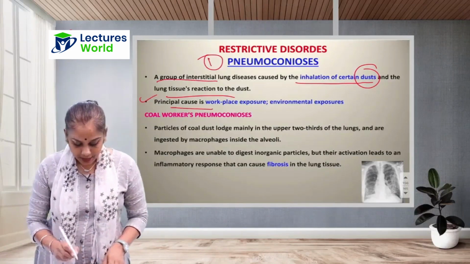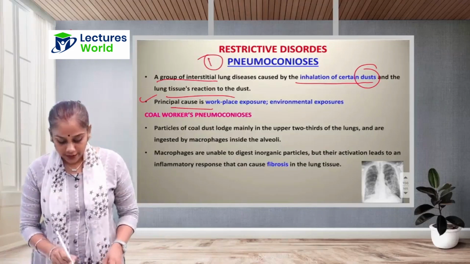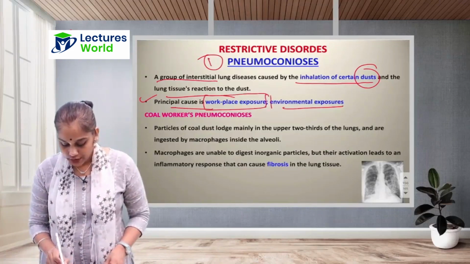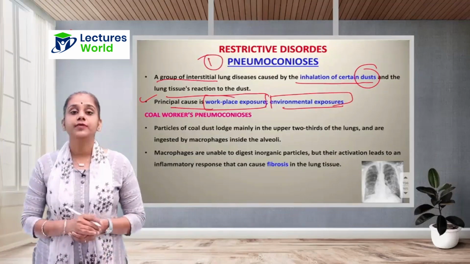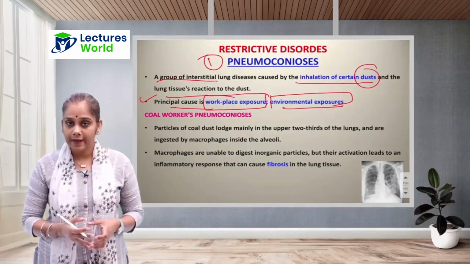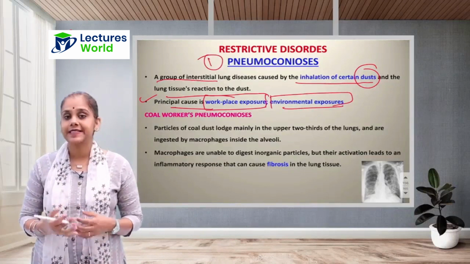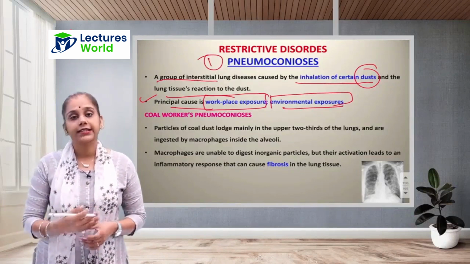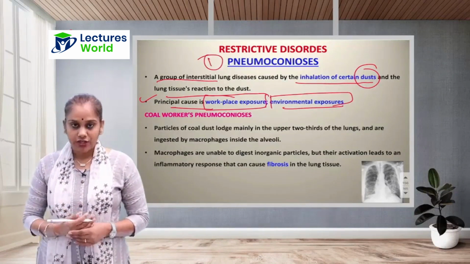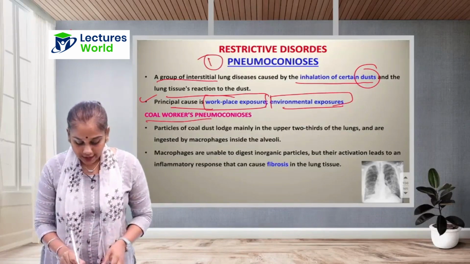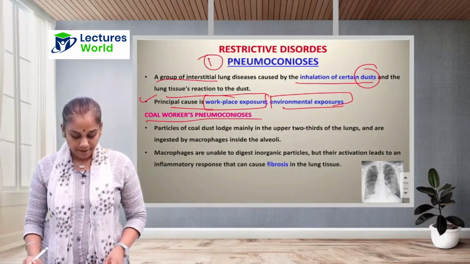So the principal cause is related to workplace exposure and environmental exposure. Okay, because of the working area, industrial area, or because of environmental exposure, any changes in the climate can cause the infection. Okay, that is known as pneumoconiosis. So, coal workers' pneumoconiosis.